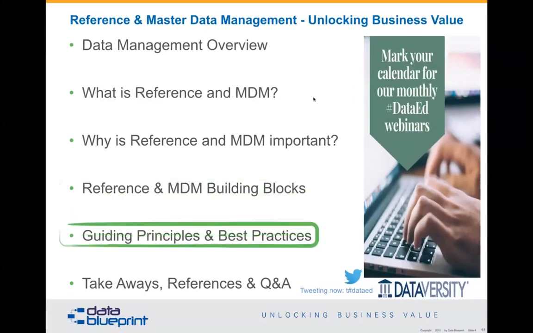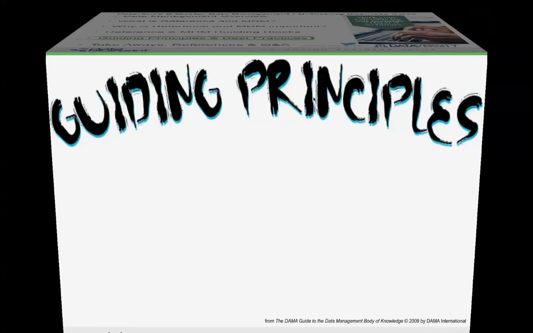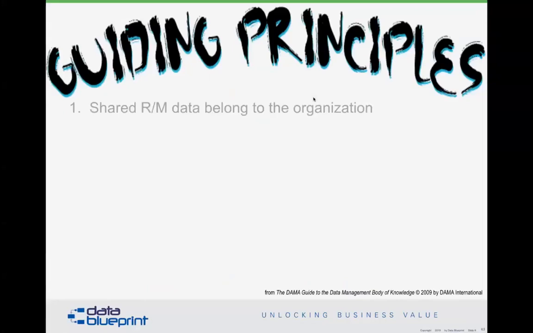One last section as we work our way back around to the top of the hour. We'll talk about some guiding principles, best practices on this area. It is important to make sure that people understand that shared reference and master data belongs to the organization, that it is an organization-wide resource, that it is not something that somebody owns. It will be governed and managed hopefully by your governance group. If you don't have a governance group, again, good luck with getting master data to work in these areas.